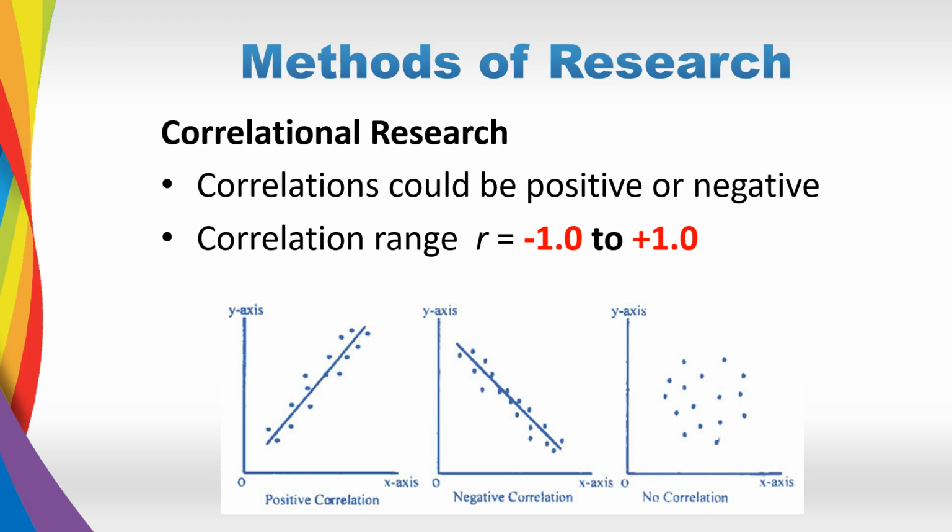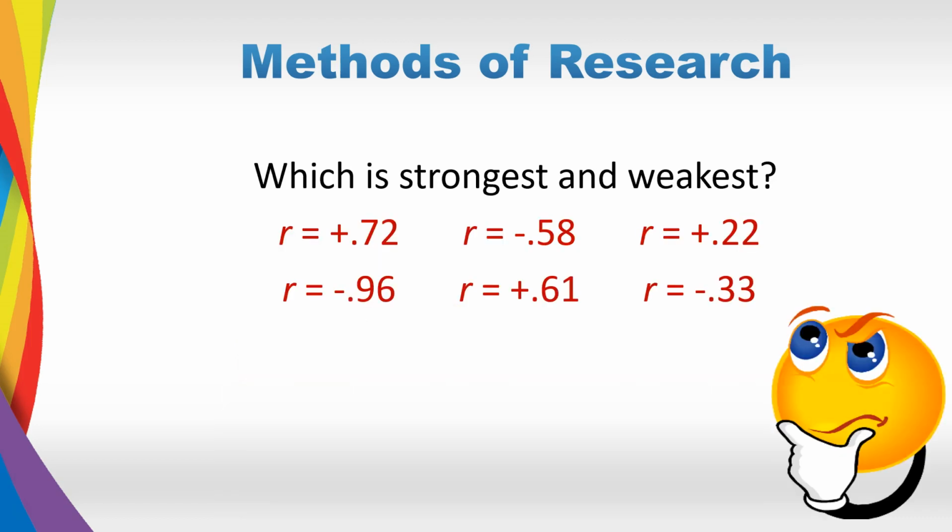Okay, so when you're looking at the values, do not think of whether it's positive or negative. Just think of what the value is. The closer to 1, the stronger. The closer to 0, the weaker. So based on that, if I were to present these to you, what is the weakest out of those?